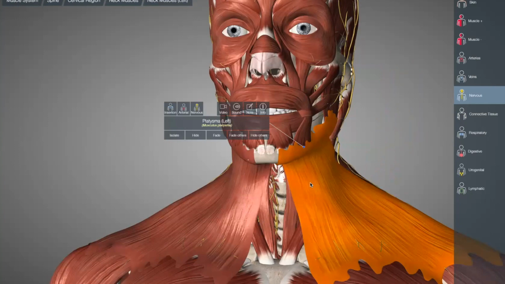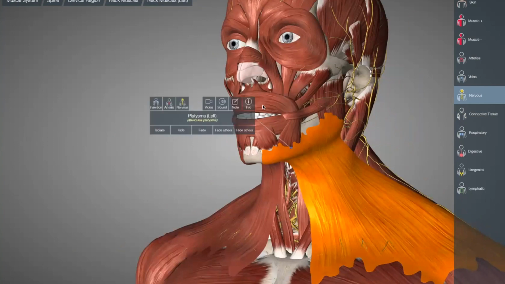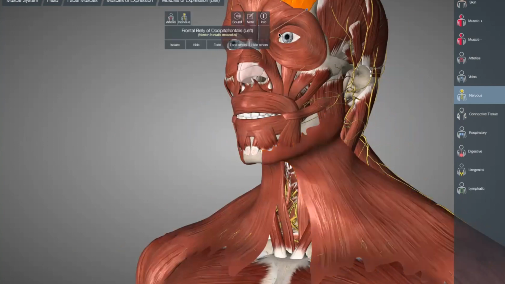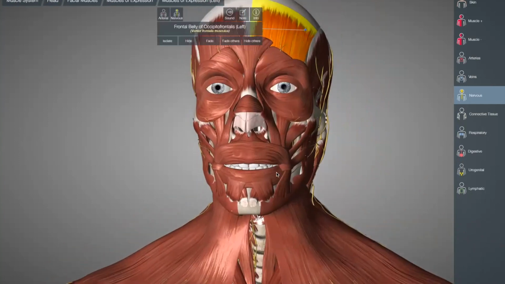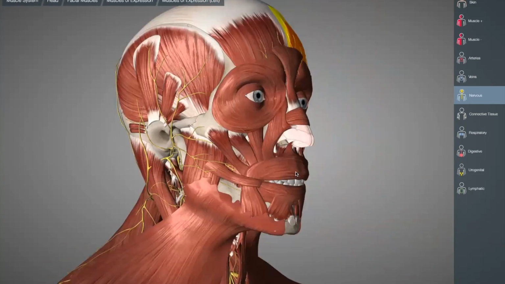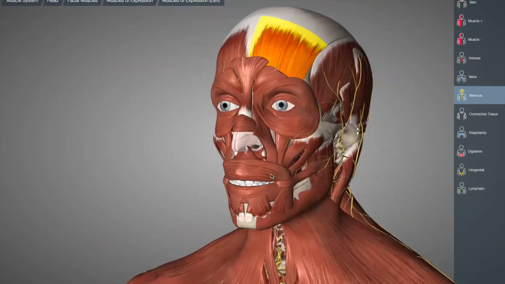The platysma is a separate group. Auricularis is a separate group, orbital is separate, nasal, oral, and occipitofrontalis. All of them are separate groups, let's say six, so that you know all of them. So these are the facial muscles. We've covered everything now.